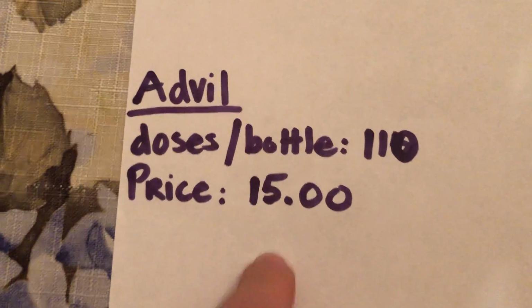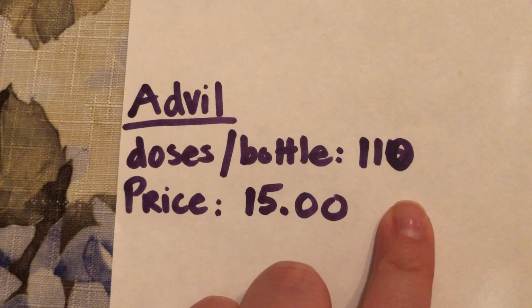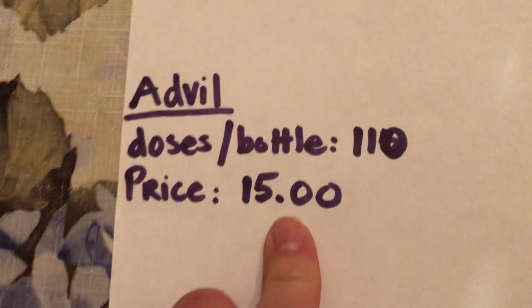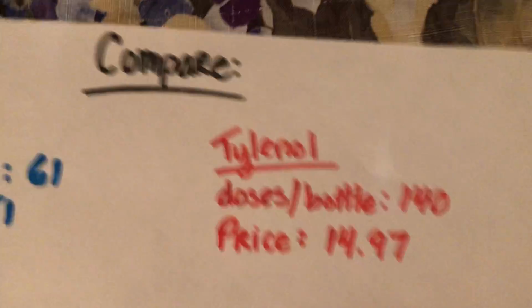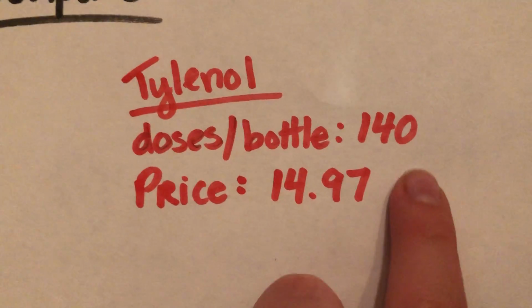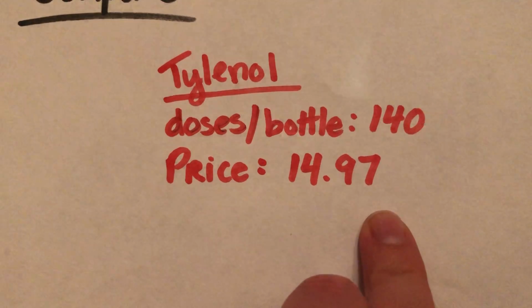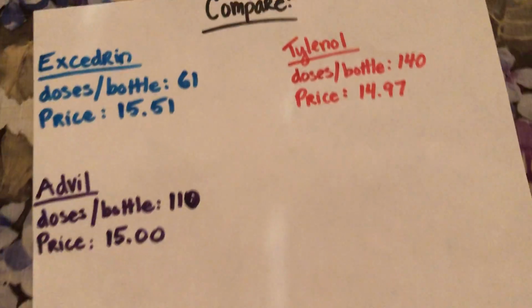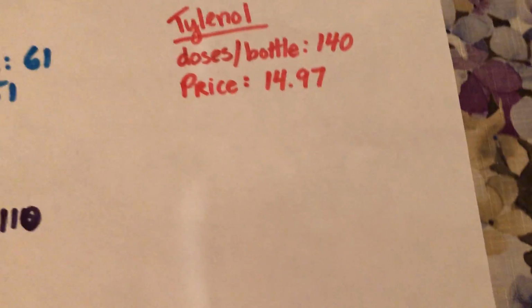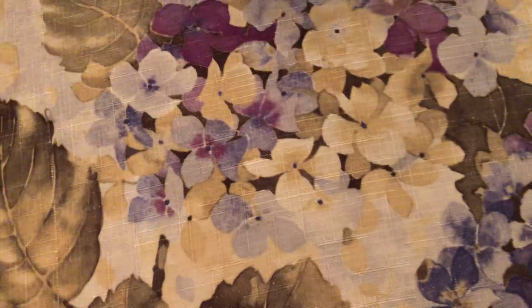Then we move on to Advil. 110 doses per bottle, price is $15. Looks a little better. But then we see Tylenol, and it's clear this is 140 doses per bottle, and the price is $14.97. You can't beat that. So Tylenol is going to cure our headache for the cheapest price. So now this is the tricky part.